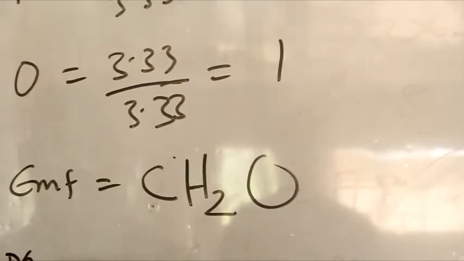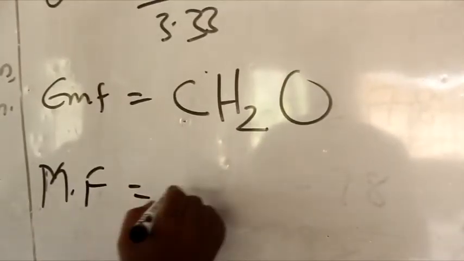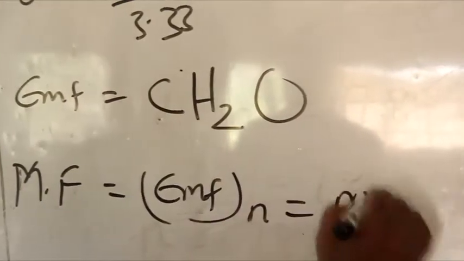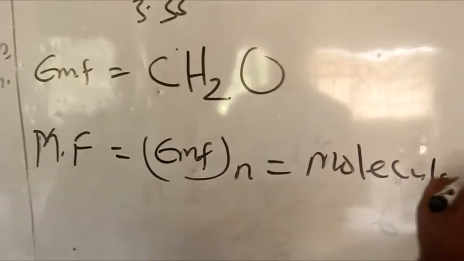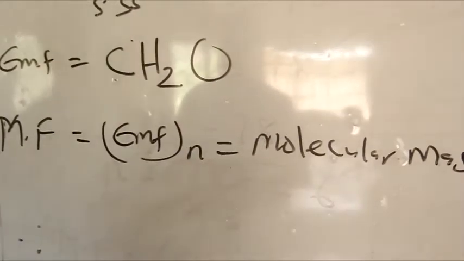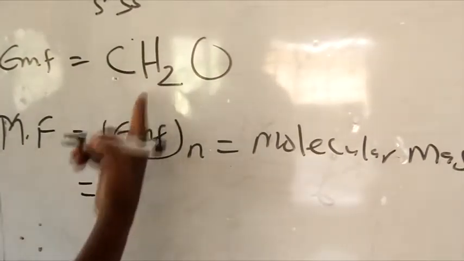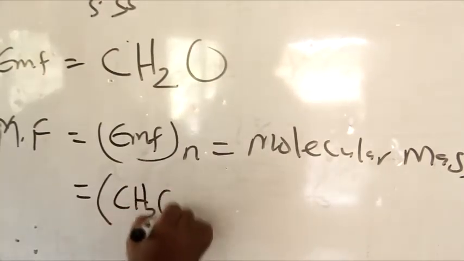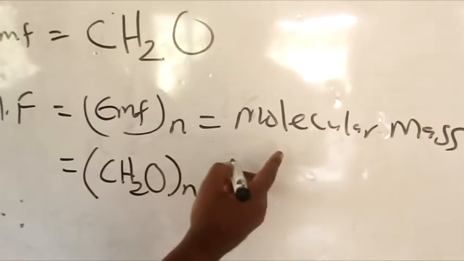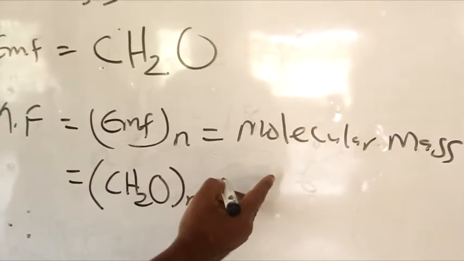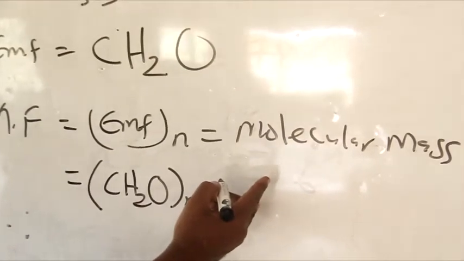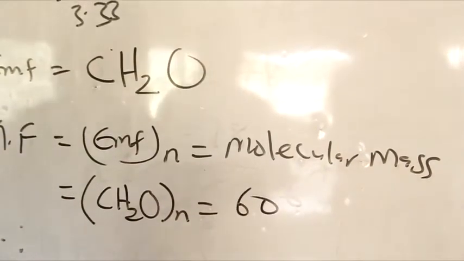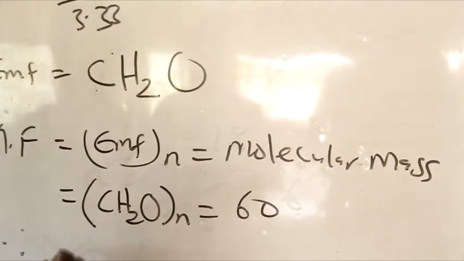Now, to get your molecular formula, remember, empirical formula into N is equal to molecular mass. You are already there. Very simple. Now, you bring in the empirical formula here. This will give you CH2O into N. Your molecular mass from the question was 60. Very simple.